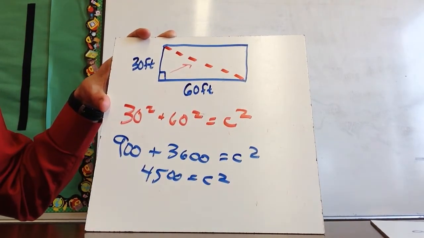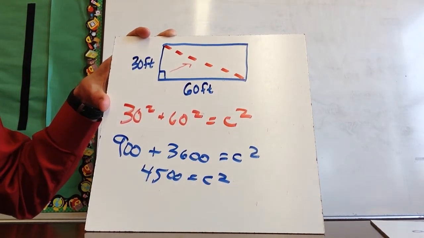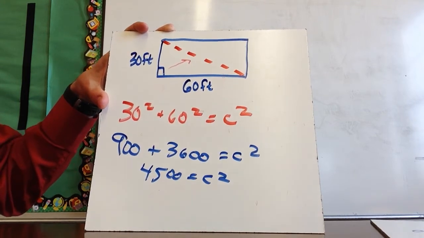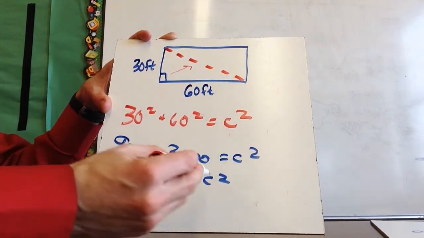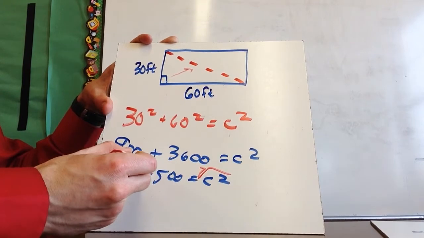Now, what I need to do is find the square root of 4,500. I will remind you that at times it may not necessarily come out to a nice, pretty number, and this is going to be one of those examples.